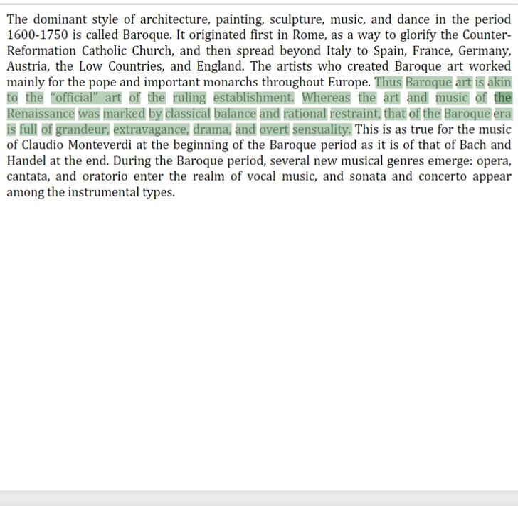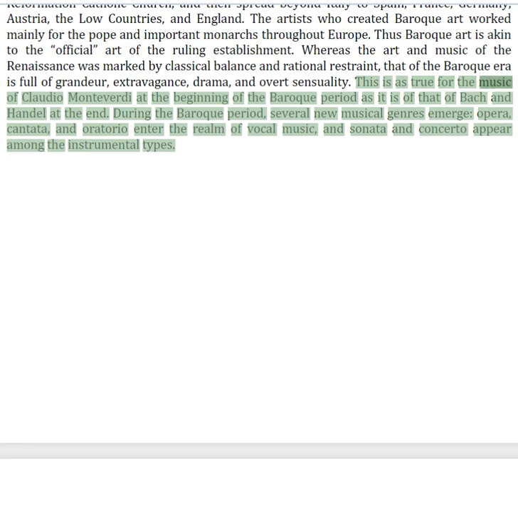Whereas the art and music of the Renaissance was marked by classical balance and rational restraint, that of the Baroque era is full of grandeur, extravagance, drama, and overt sensuality. This is as true for the music of Claudio Monteverdi at the beginning of the Baroque period as it is of that of Bach and Handel at the end. During the Baroque period, several new musical genres emerge: opera, cantata, and oratorio enter the realm of vocal music, and sonata and concerto appear among the instrumental types.